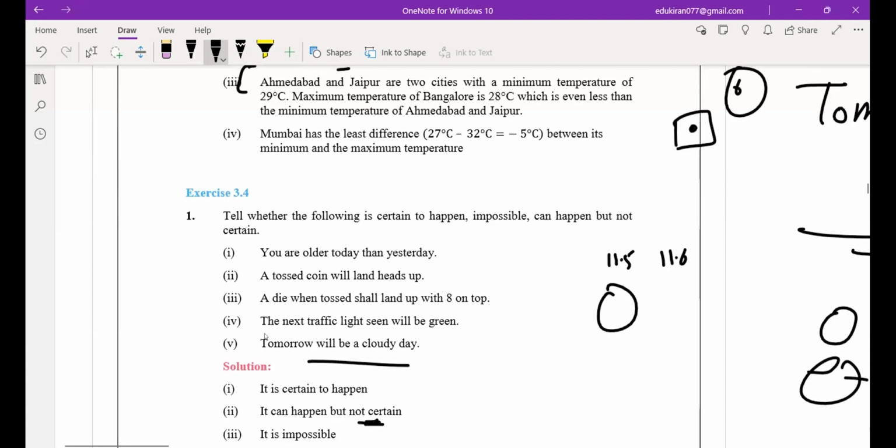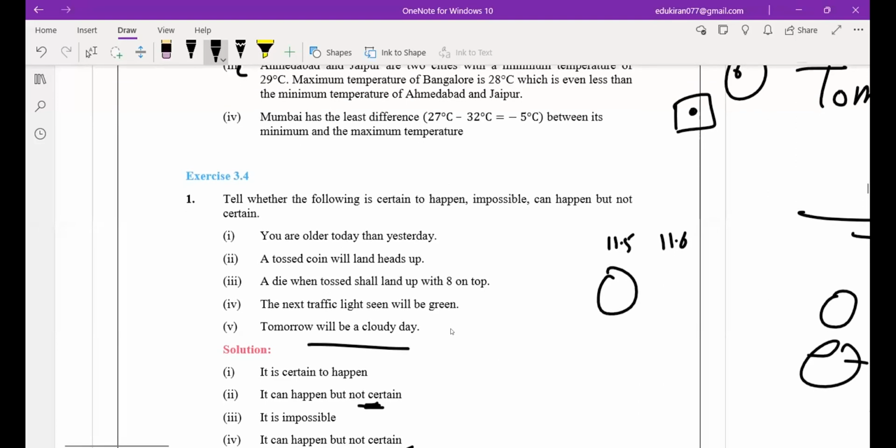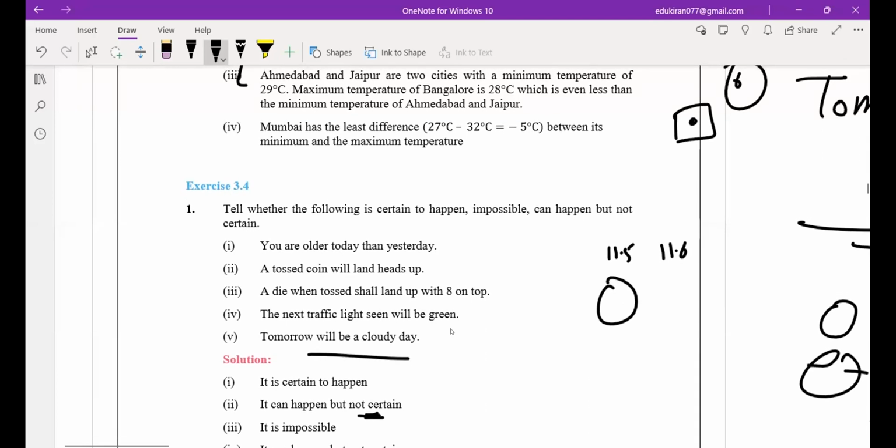Then next one, Kais will tell. The next traffic light seen will be green. Certain to happen, ma'am. How? Because the traffic light after red will become green. Where I have written that it will be red? Okay, the next traffic light seen to be green. Yes, ma'am. You never know, right? So can happen but not certain. Of course, if it is in yellow, automatically it will be green. But for example, if it is in red, how can it be green, right? So can happen but not certain. Clear? Yes, ma'am.